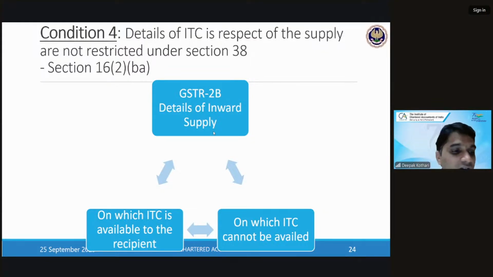It says that when some credit is appearing in your GSTR 2B, you claim it, but you will have two lists in your GSTR 2B. One list will tell on which ITC is available, and the second will be the list on which ITC is not available. This is not a block credit. Block credit is separate. Apart from block credit, in your GSTR 2B itself, you will have a list which says that credit cannot be availed. So if this credit cannot be availed list is there, then I cannot claim the credit.